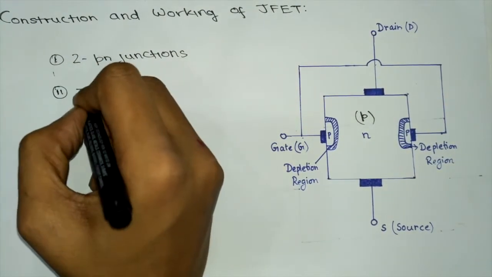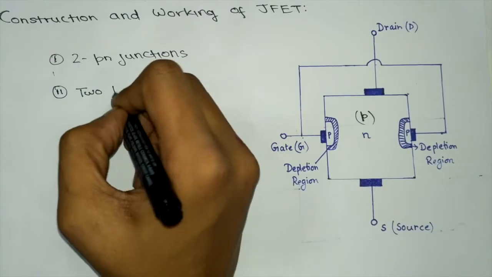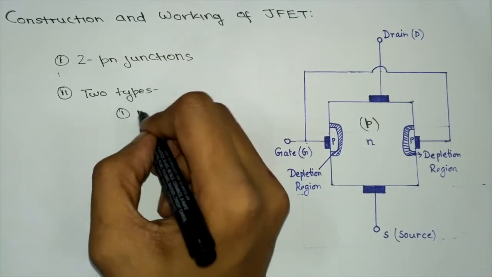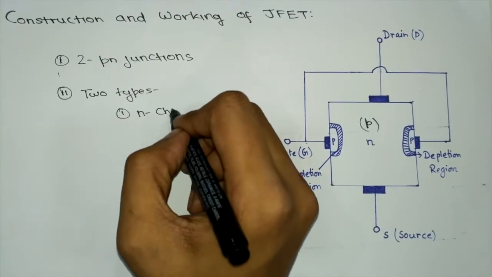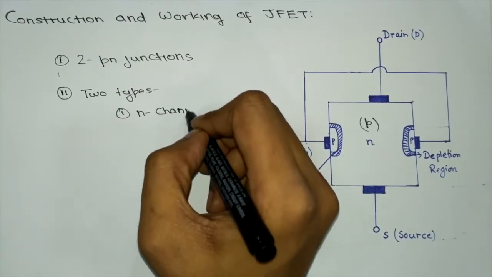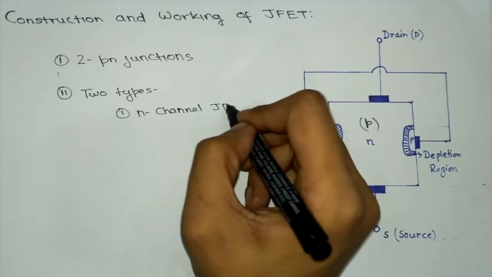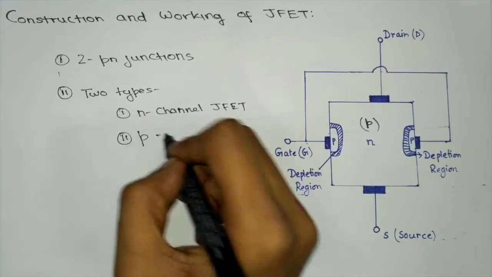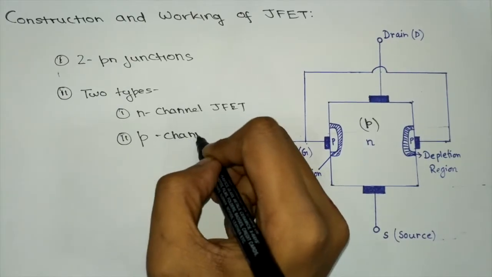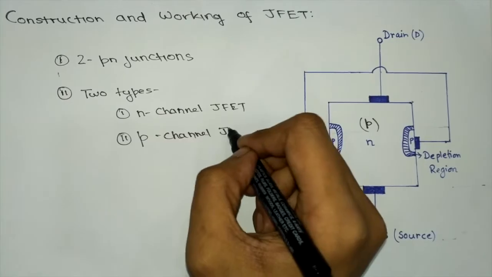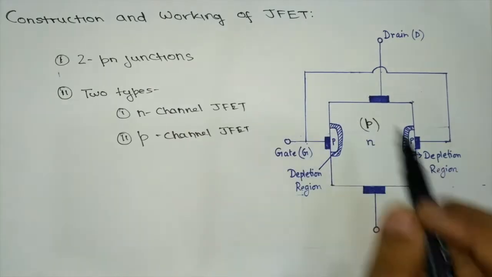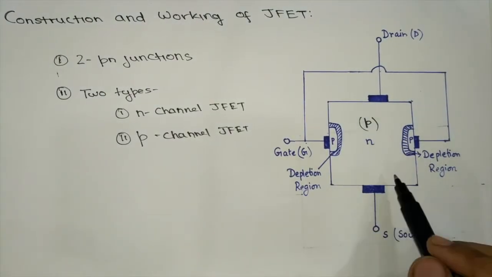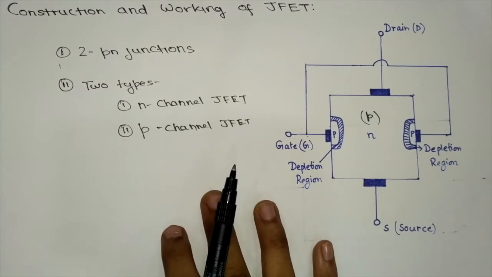So there are two types, that is N-channel JFET and P-channel JFET. The name depends upon which type of semiconductor forms the channel in the field effect transistor.